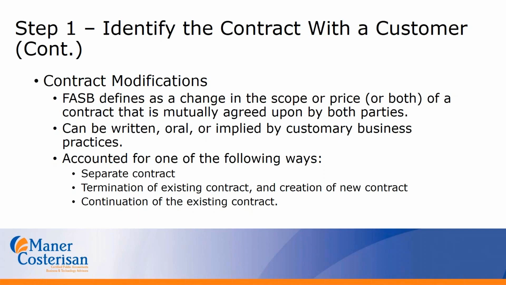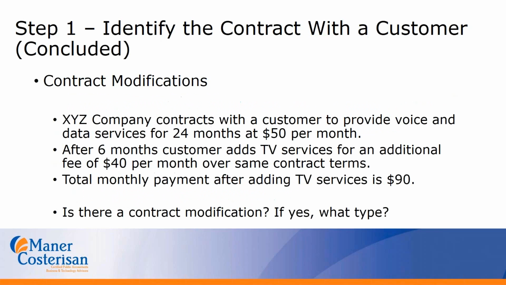Minor changes to contracts may or may not cause a change in how the contract is accounted for, so professional judgment will need to be used to determine when and if to make the changes. So let's look at a quick example of a contract modification.